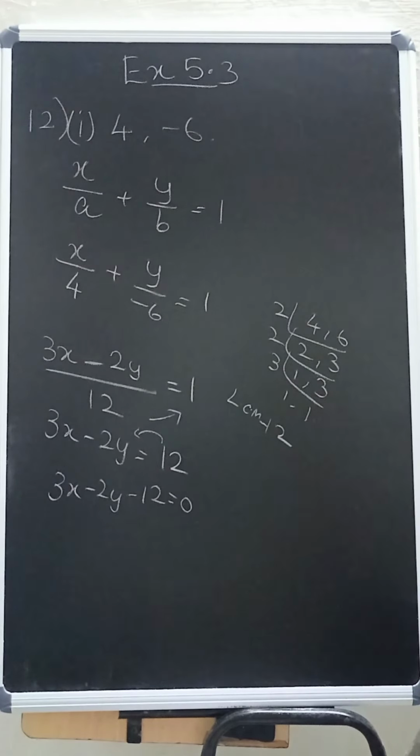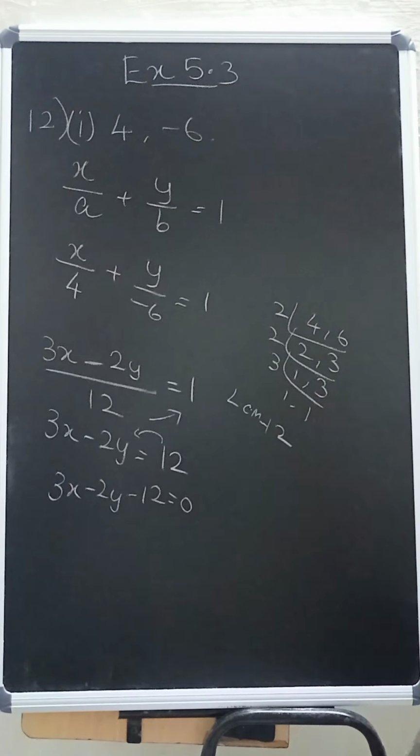Now take LCM. Minus 3x plus 4 are 20y is equal to 1. Cross multiply. Minus 3x plus 20y is equal to 15. So bring this to the right side. You will get 3x minus 20y plus 15 is equal to 0. So this is the equation of the straight line.